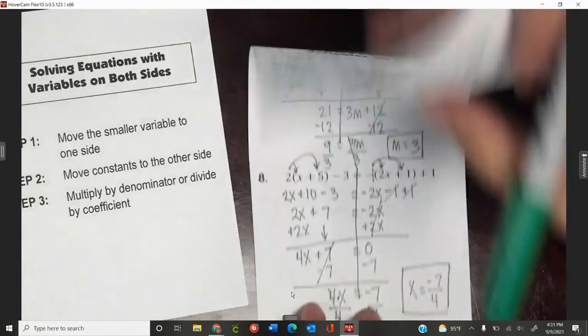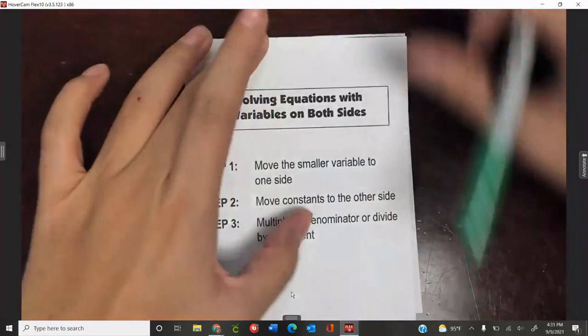So that was solving equations with variables on both sides.